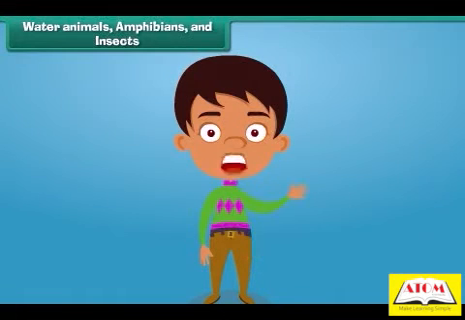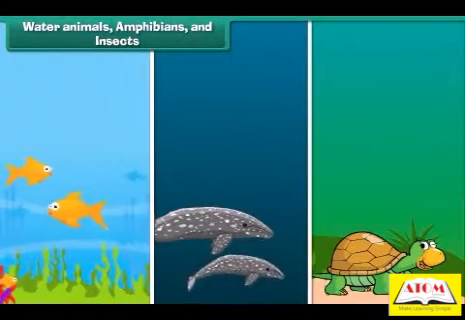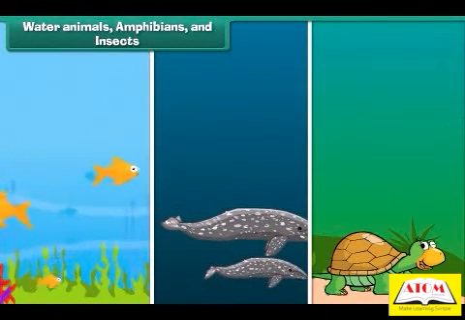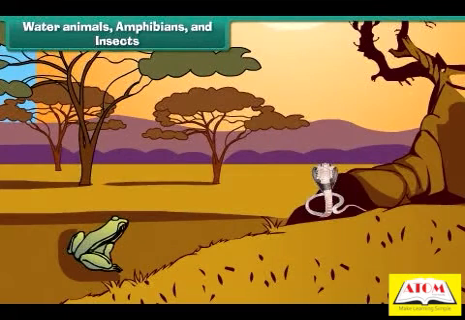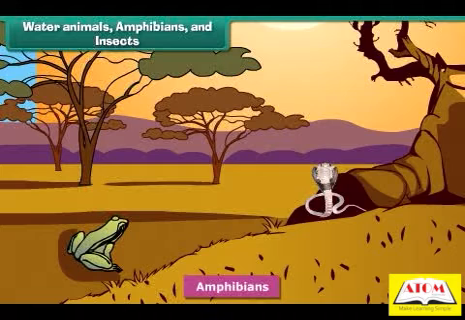Now let us know about other animals like water animals, amphibians, and insects. The animals that live in water are called water animals. Fish, whale, and tortoise are few of the examples of water animals. There are some animals that can live both on land and in water. These are called amphibians, for example, frogs and snakes.